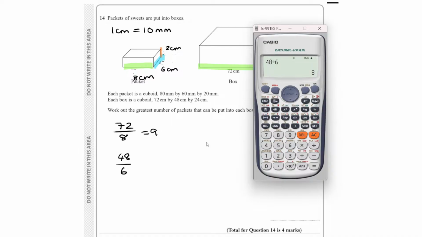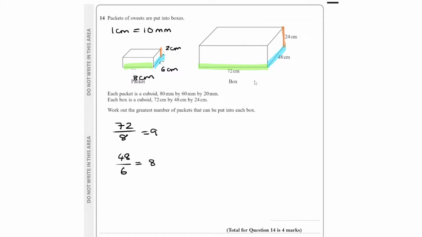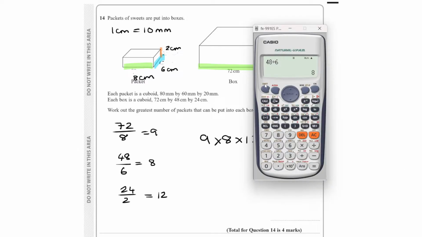It's 8. So I can fit 9 packets across, 8 packets back. How many can I stack on top of each other, vertically? And again, that one you can probably figure out. 24 divided by 2 is obviously 12. So I can fit 9 across, 8 back, and 12 up. Then all I need to do to make that a 3D scenario is multiply those together. I can actually fit loads of packets. It's actually a really big number. So 9 times 8 times 12. 864 should be your answer.